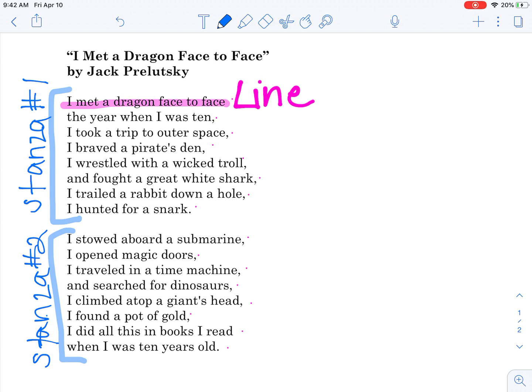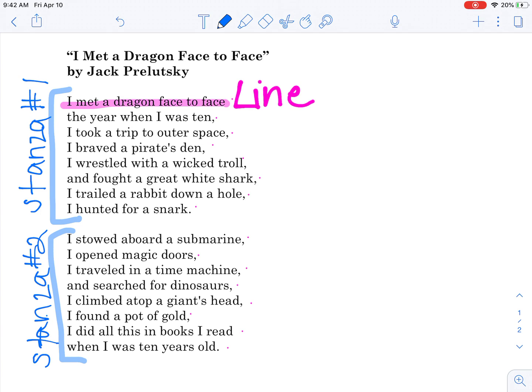Sometimes it's alternating, so like the first and third line will have rhyming words at the end, and then the second and fourth line will have rhyming words. There are different patterns that you can study that way. We're not going to go really deep into that, but today we're just going to pick out a couple words that rhyme in this poem.